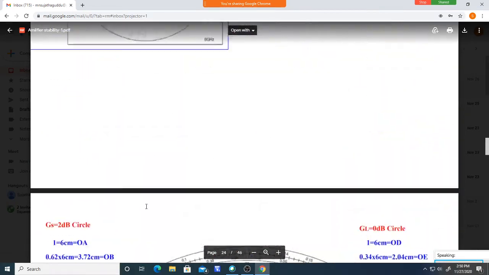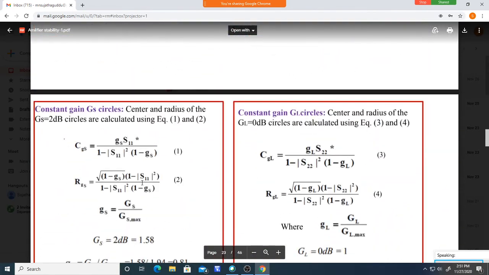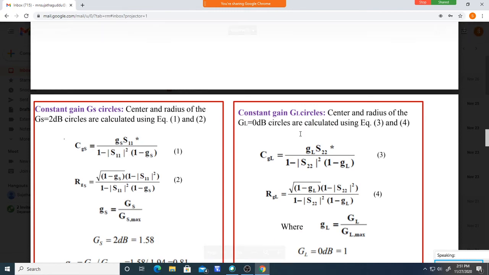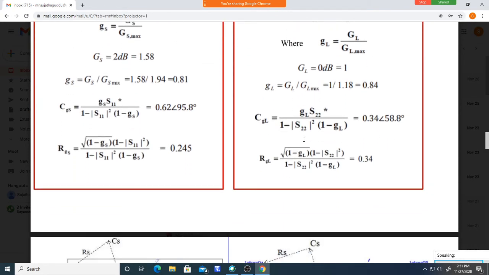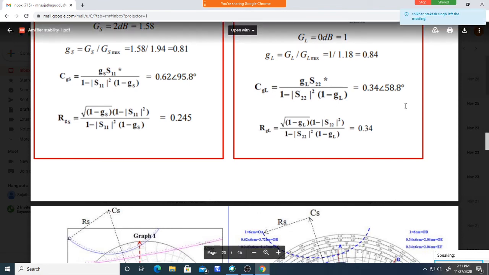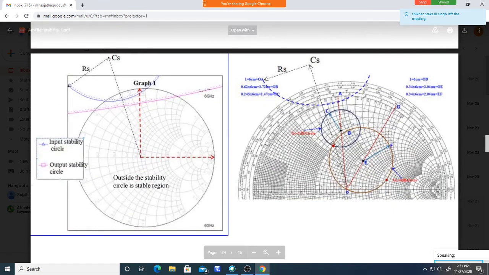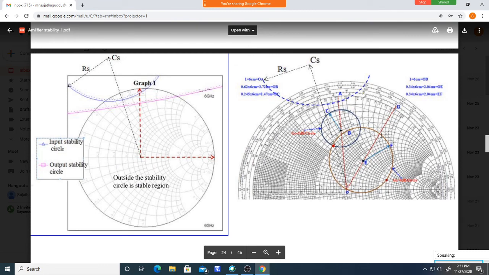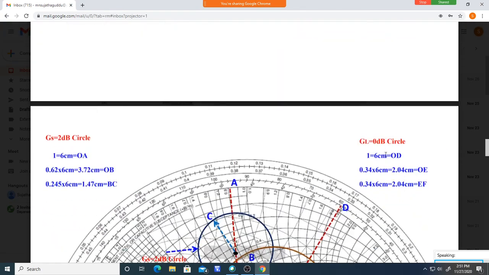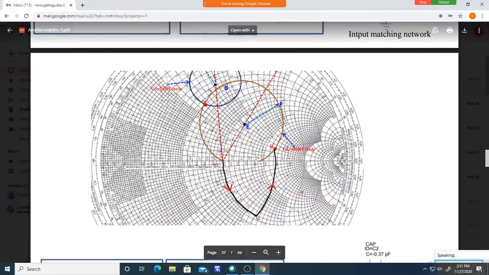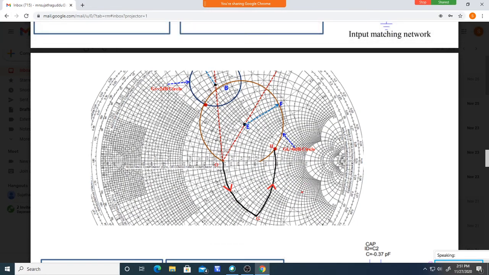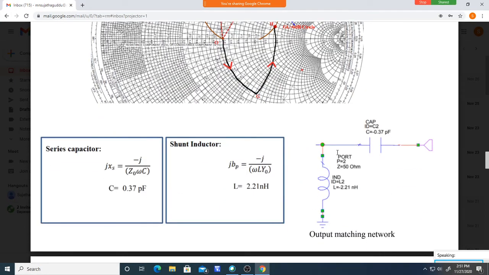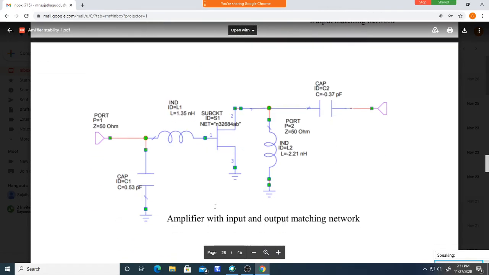Similarly, what next we did, 0 dB output gain, 0 dB we want. Again you should draw a circle, the 0 dB gain circle. For that you should get a center and radius. So we draw this 0 dB circle. To choose the value of ZL, any one value you can choose over this. We have taken this. So after taking this, we designed this matching network, this and this. So this is the output matching network and this is the input matching network. Finally we got like this.